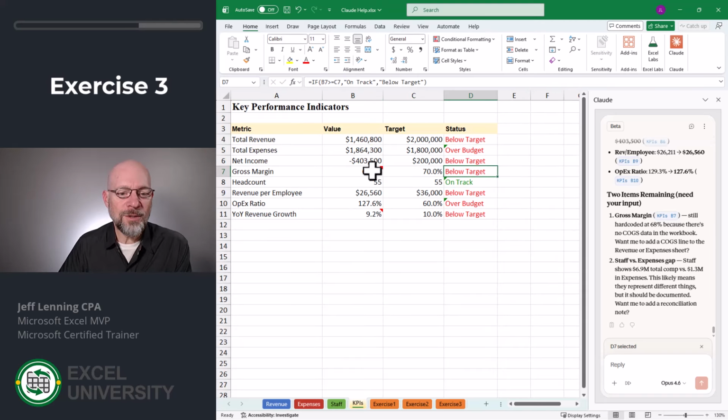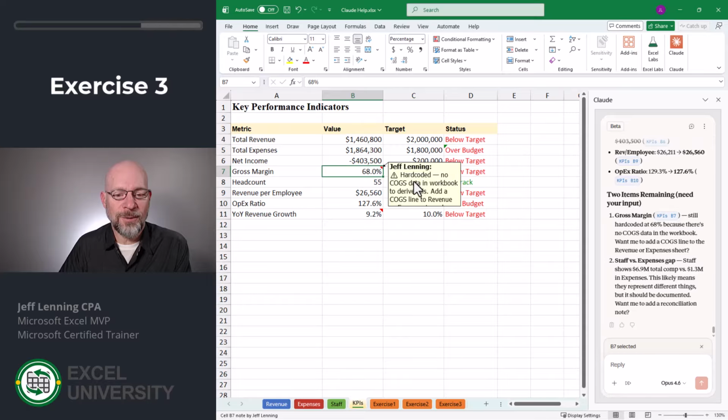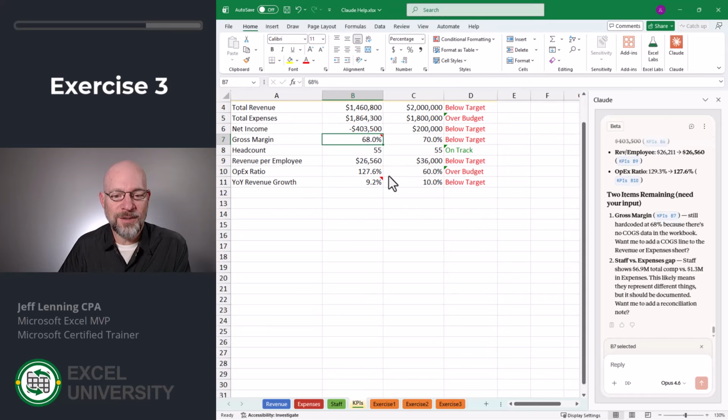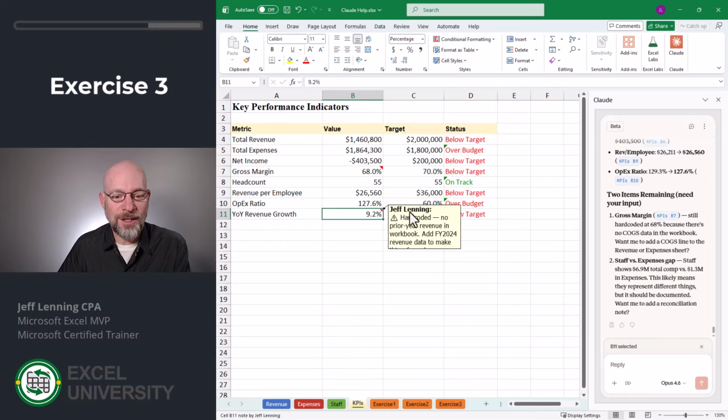Okay, now what we also notice is it left us some notes here. Hard-coded, no cost of goods sold data in the workbook to derive this. So it left me this comment. And here, it left me this note as well. Okay, that's kind of cool.